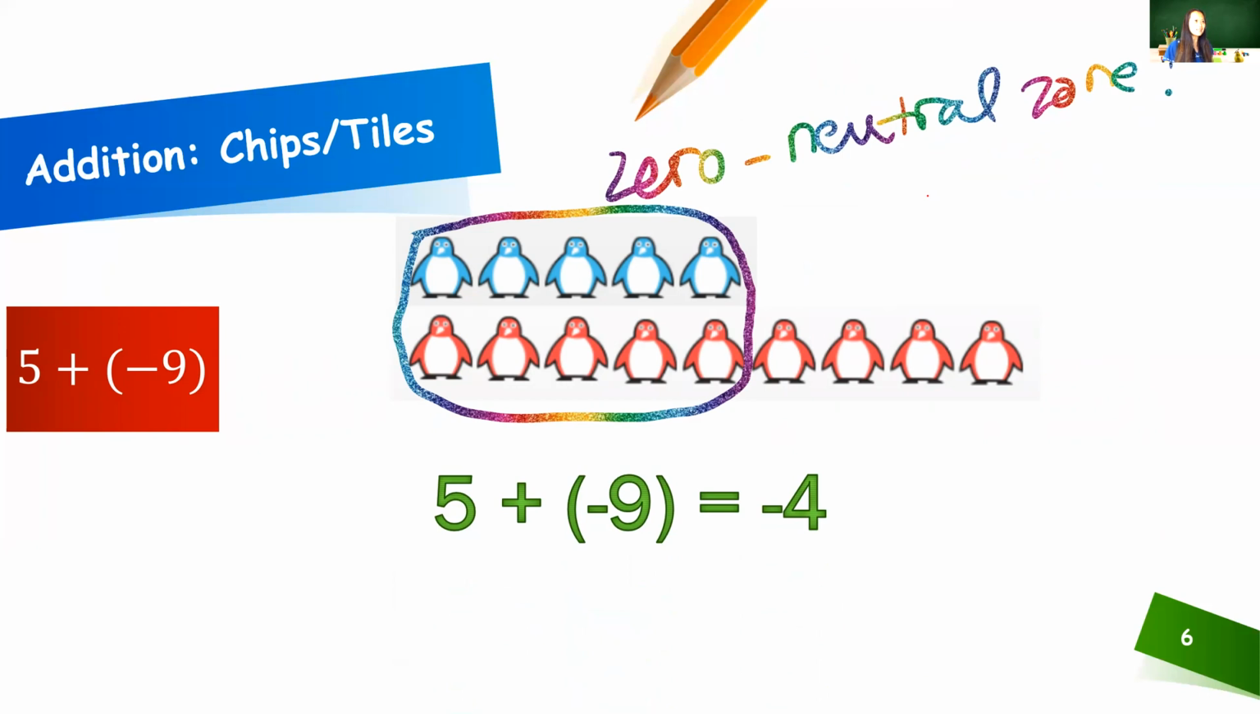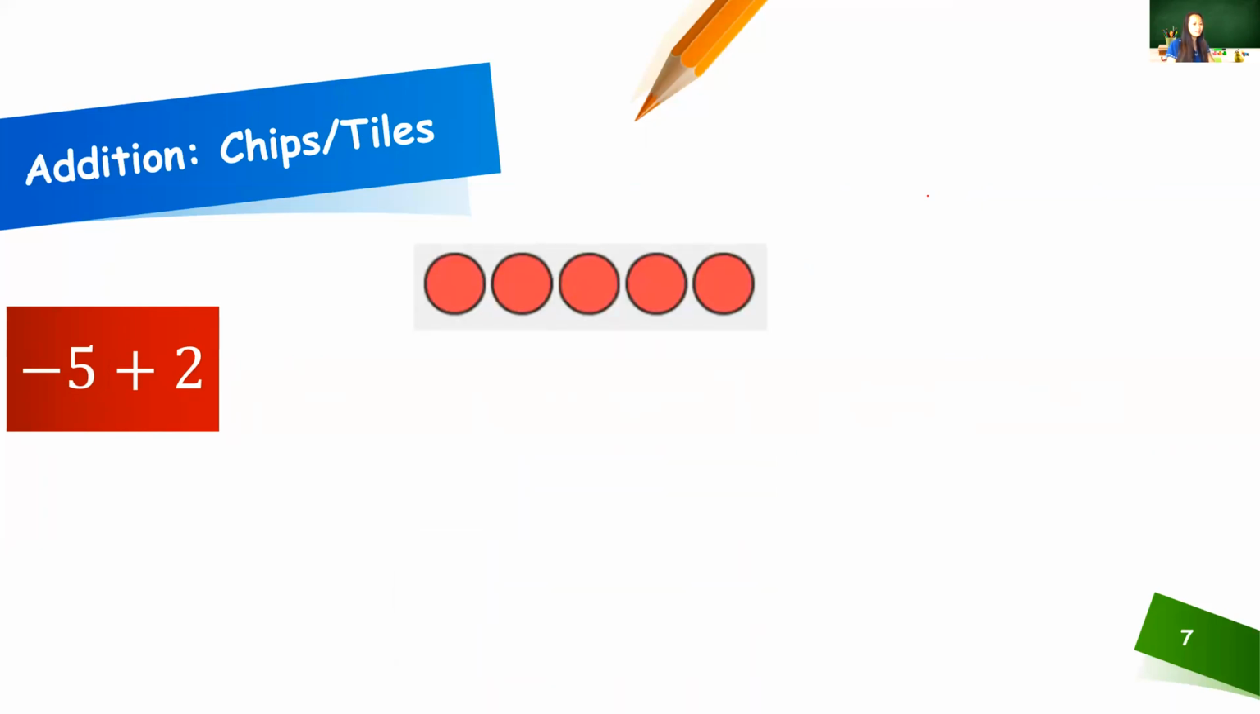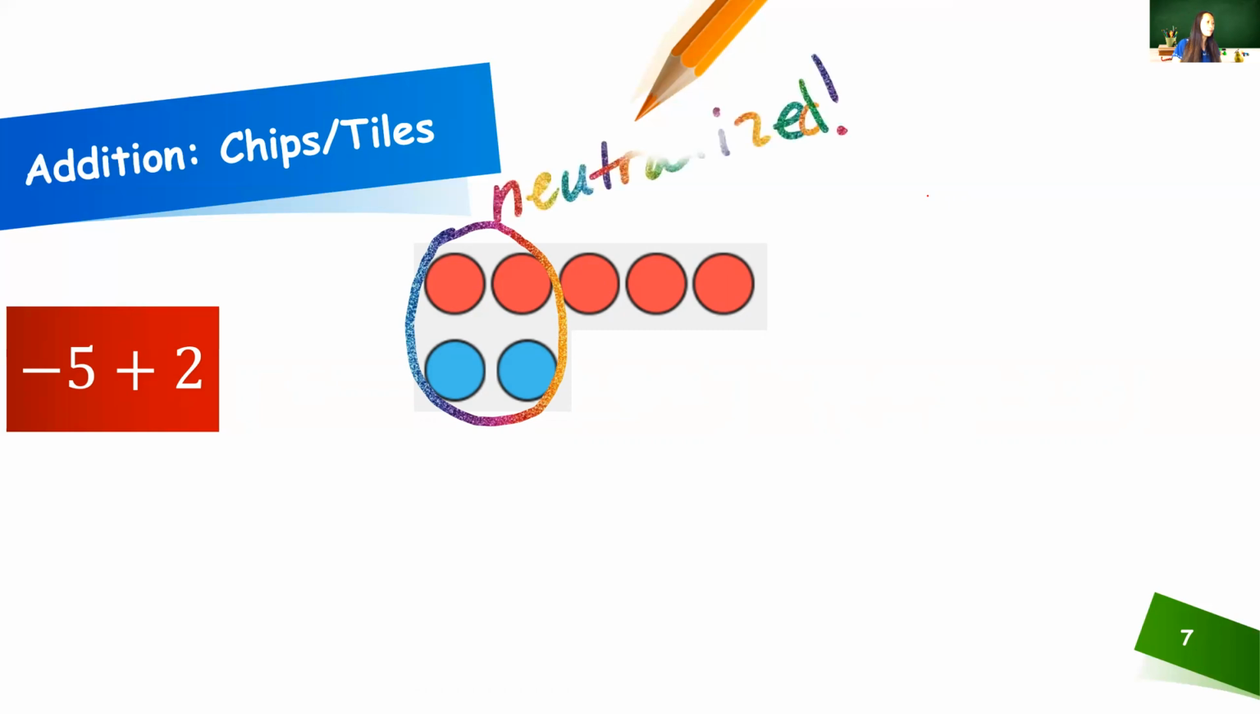How nice. Well, if you say, well, I don't have penguins in my classroom, that's okay. You should have these things right here, right? Just 2 color-coded chips. So 5 red, that would be representing -5. 2 blue, that's 0. You have 3 red. Therefore, -5 plus 2 is -3.